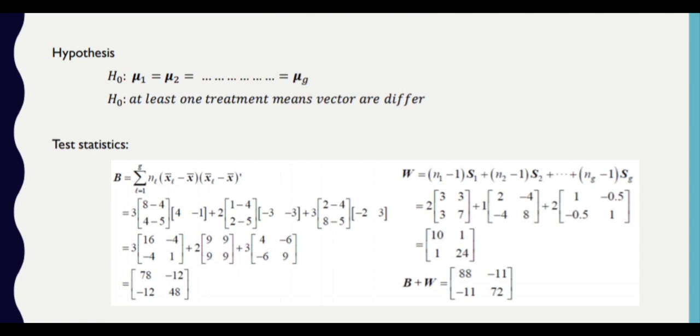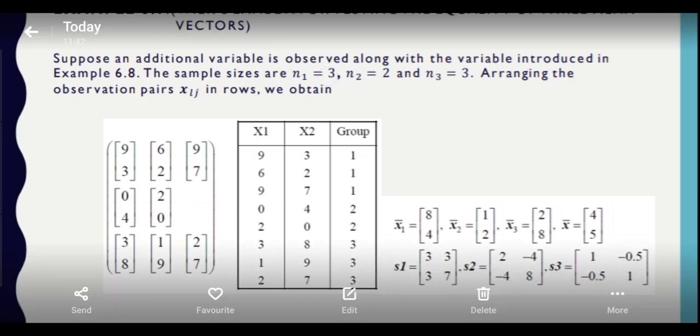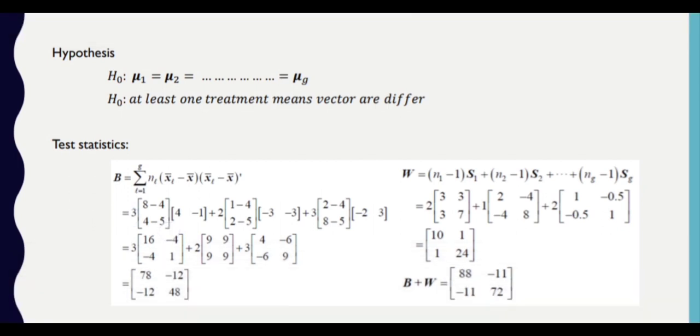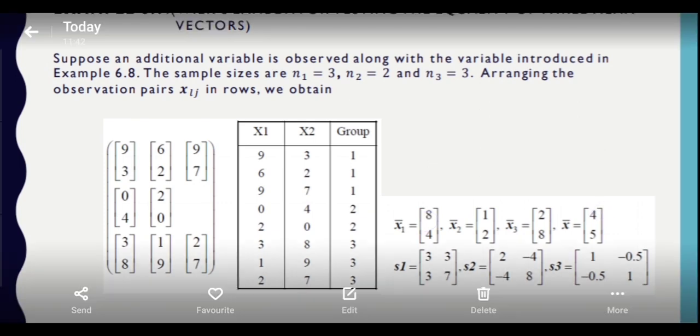Okay, from the formula, it is summation of nL times x bar L minus x bar. So yang pertama, okay, I explain here. First population tadi, we have the sample size is 3, right? First population, the sample size is 3, so nL will be 3 for the first one here. And then x bar L minus x bar, 8 minus 4, which is here 8 minus 4.